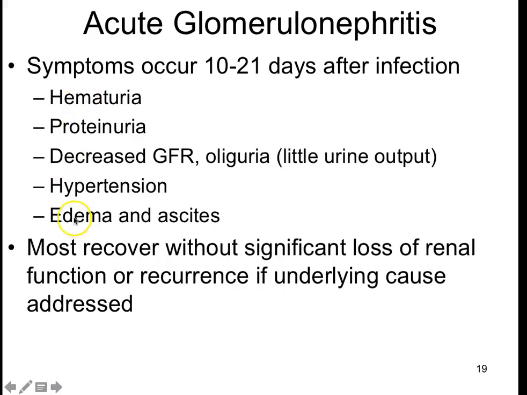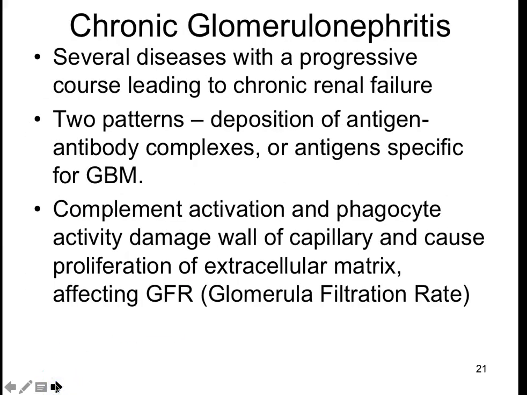Let me go over some of these terms. Hematuria means that there are red blood cells in the urine, or hemoglobin. Proteinuria is going to be the very large plasma proteins, which should not ever penetrate through. Decreased glomerular filtration rate. That is kind of an obvious one if the whole glomerular apparatus is inflamed. Oliguria means that the urine output goes down. Hypertension and edema and ascites can also be a consequence of acute glomerulonephritis. And that's it for acute.